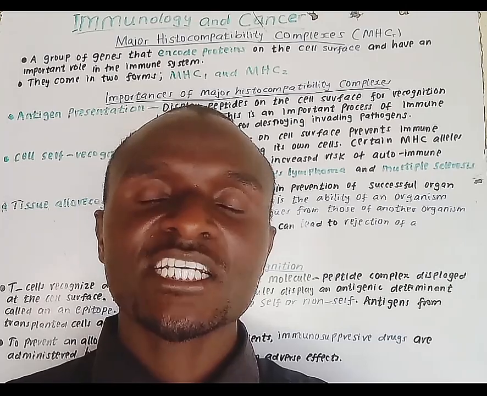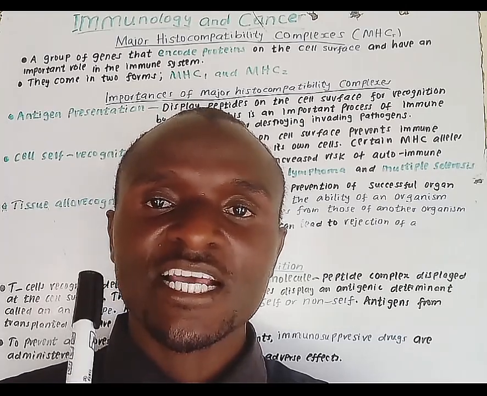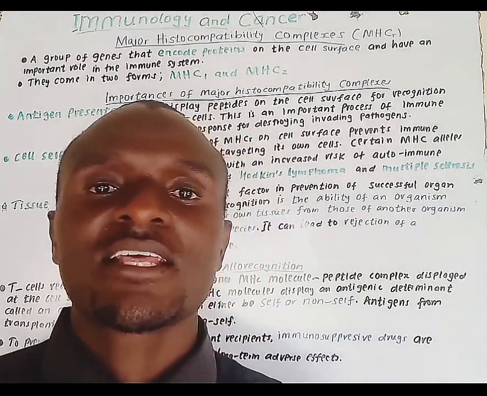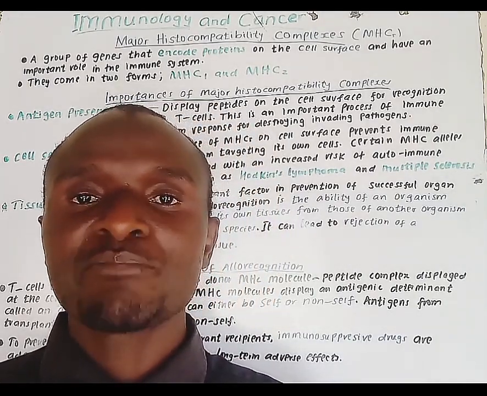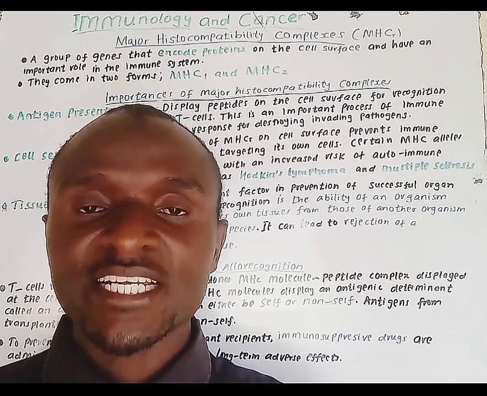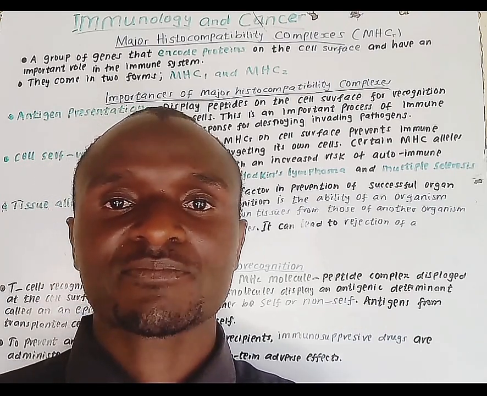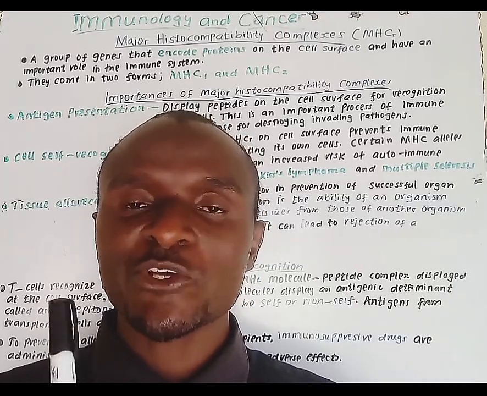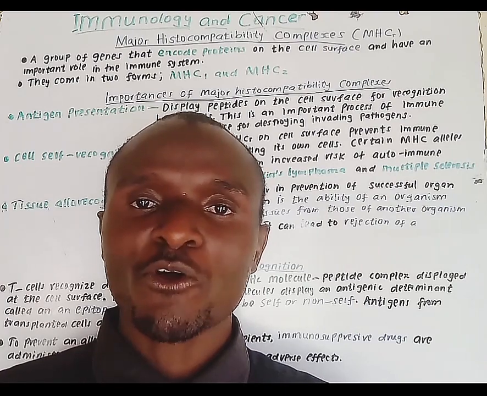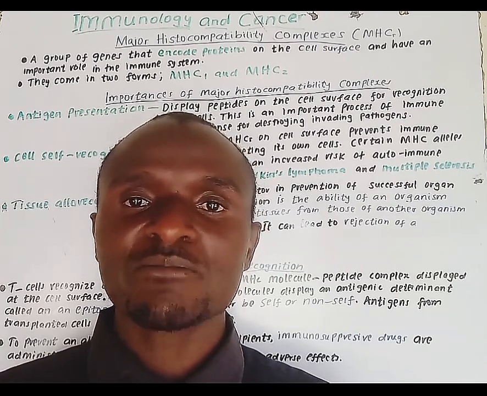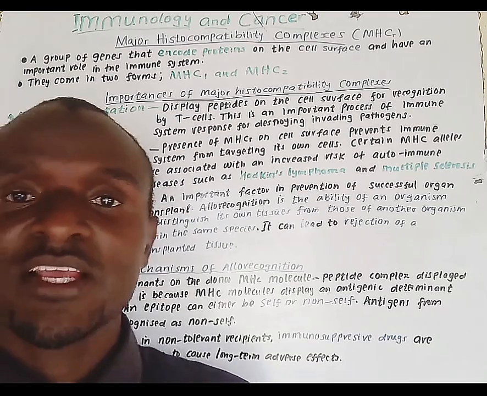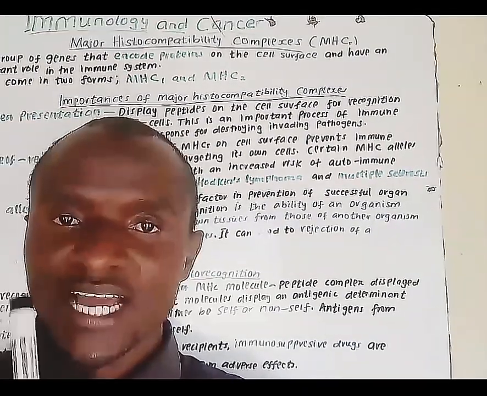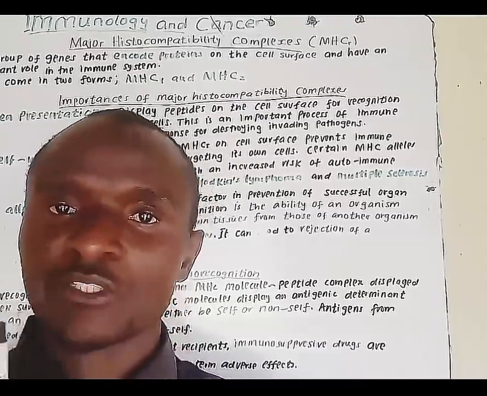The third importance of MHCs is tissue allorecognition. This is an important factor in preventing a successful organ transplant. Allorecognition is the ability of an organism to distinguish its own tissues from the tissues of another organism from the same species. This can lead to rejection of a transplanted organ. What are the mechanisms of allorecognition?